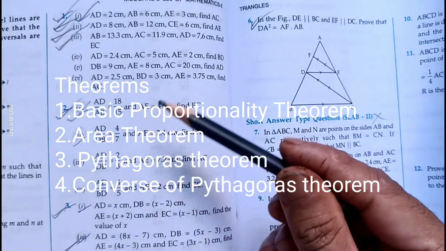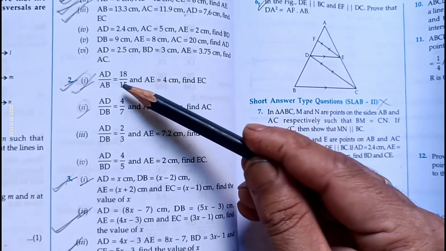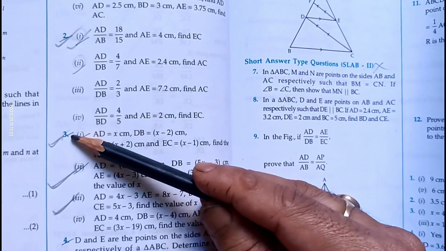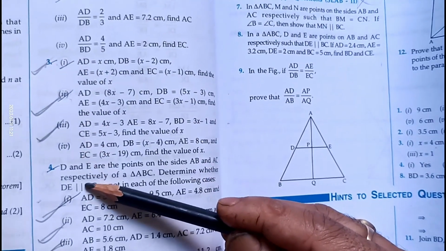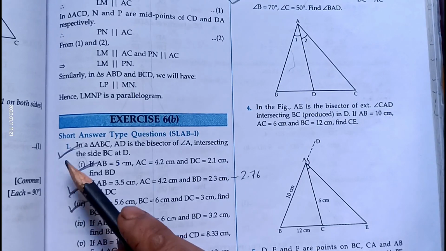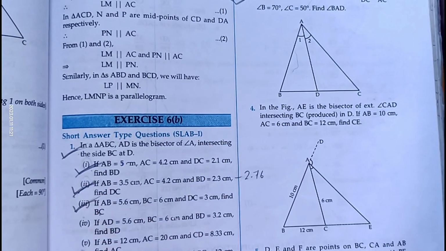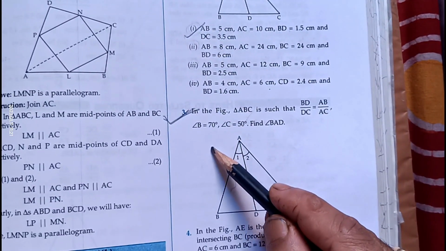Now from 6A, question number 1 you can practice 1, 2 and 3. From question number 2, just practice number 1. From question number 3, practice second part and third part. And question number 4, practice 1, 2, 3, 4. From 6B, from question number 1, practice 1, 2, 3. From question number 2, just practice number 1 and question number 3.